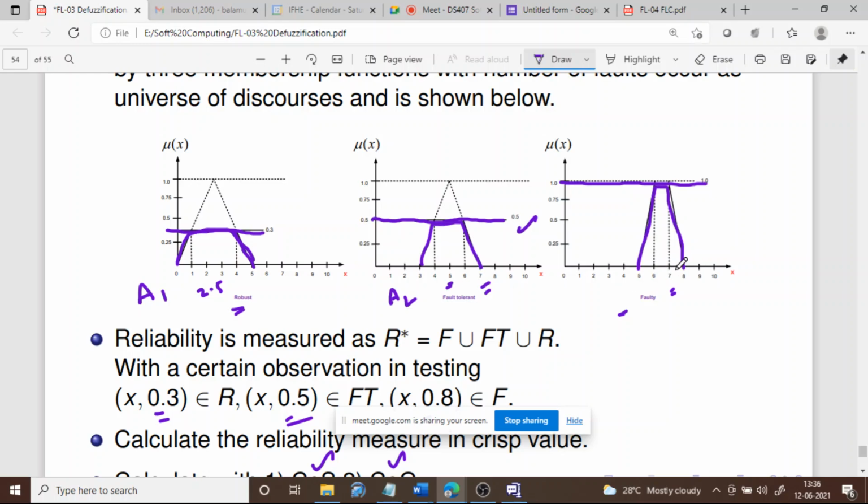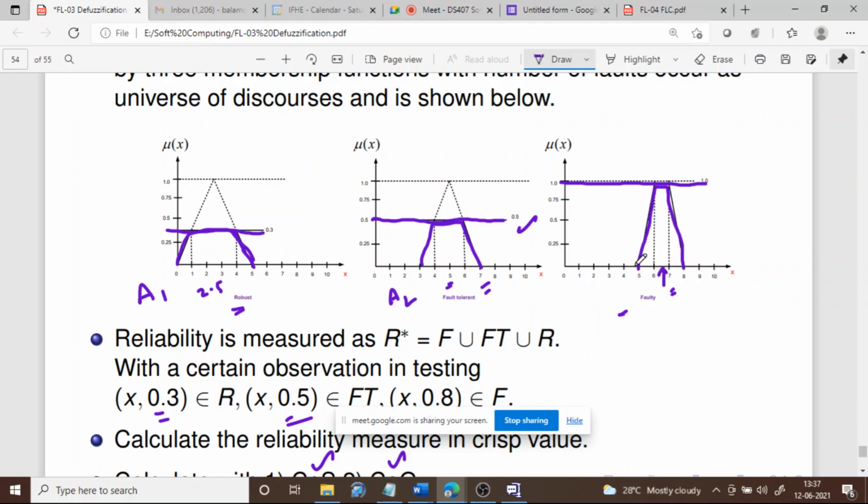And you find the area of this trapezoid. This is also a trapezoid. And here the middle point is 6.5. All middle points you find and then plug into that formula. The first middle point into A1 plus second middle point into A2 plus third middle point into A3, divided by the sum of all areas, right? So whatever result you get, that will be the crisp value.